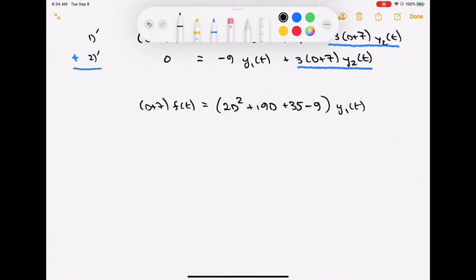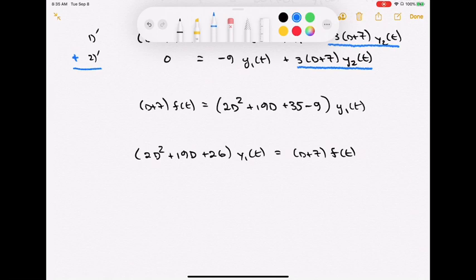Convention on differential equations would be to have that output term on the left-hand side. And so I'm going to show this as 2d squared plus 19d, and 35 minus 9 is going to be a 26, so plus 26 acting on my output variable of interest, y1 of t, being equal to d plus 7 f of t. So single input f, single output of consideration y, and a differential equation description relating the behavior of input to output. That was the thing that I sought.